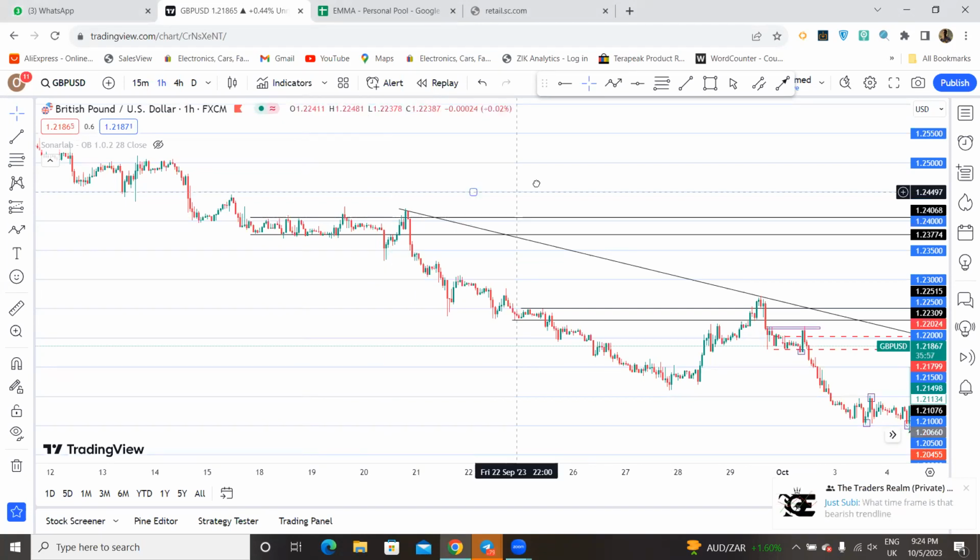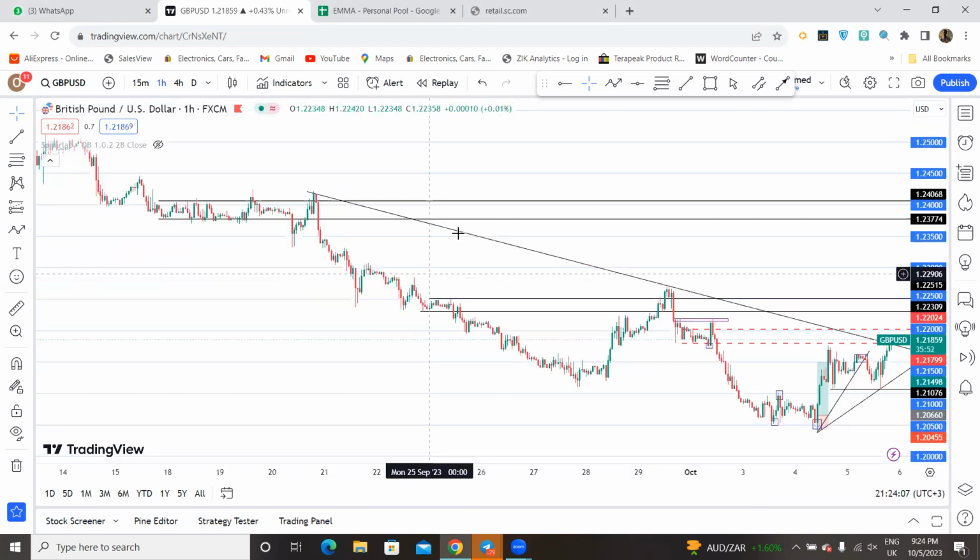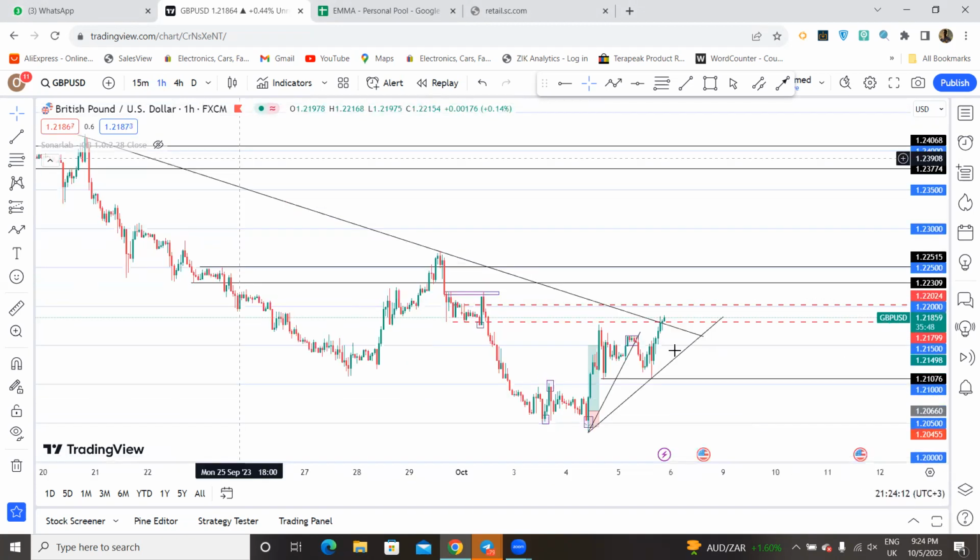Which time frame is that bearish trend line? This one going down? This is the 4-hour, but you can read it on the 1 hour. Yeah. So this right now has been invalidated. So I'm waiting for a pushback here to give us that buy. That's what I'm talking about.